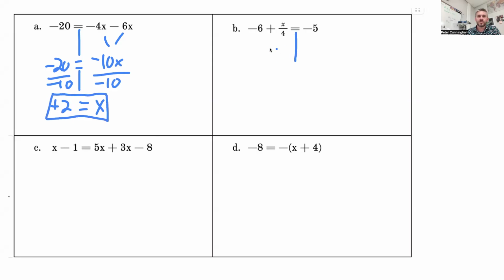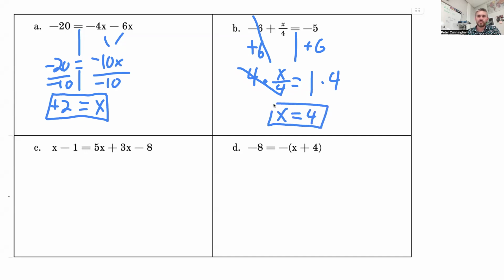Okay, what's furthest away from x? The negative 6, or minus 6, however you want to look at it. Add 6 to both sides. And now I have x over 4 equals negative 5 plus 6, which is positive 1. I don't want x divided by 4, I want x all alone. The 4 is keeping it from being alone, so I'm going to multiply because that's currently dividing. Multiply by 4, x equals 4.